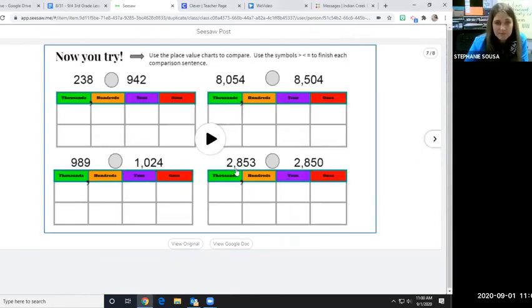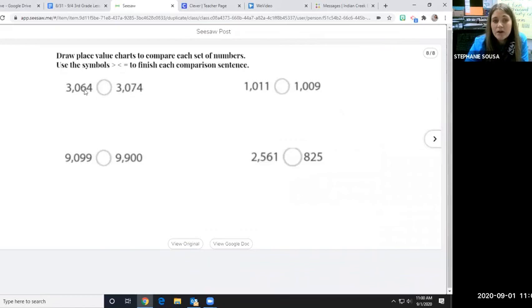All right. You are going to try this assignment with 4 place value charts that have been given to you. So these are the directions for how you will work. I will let you watch these directions independently during work time. On slide 8, there are also some examples of directions for you. Draw place value charts to compare each set of numbers. Use the symbols greater than, less than, and equal to finish each comparison sign.